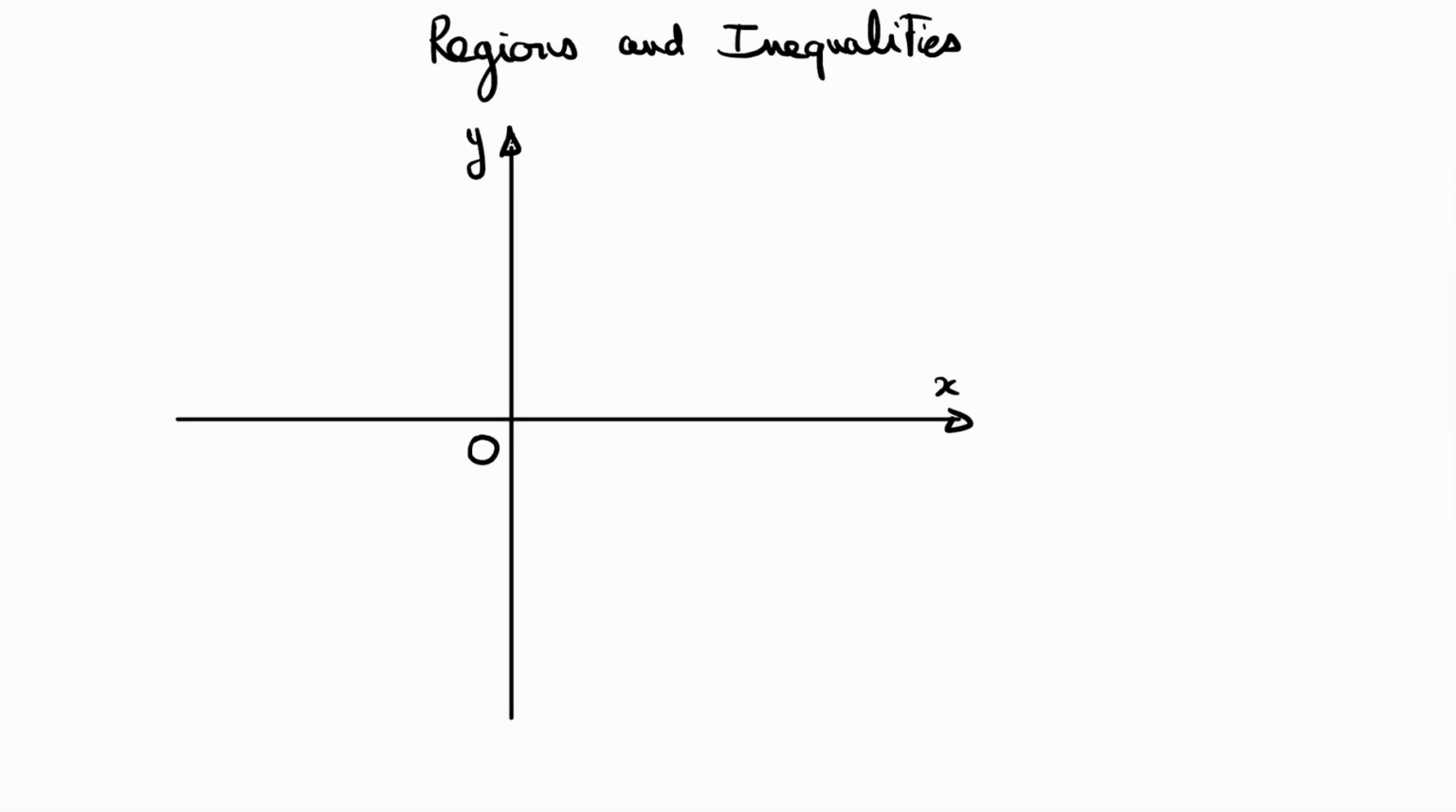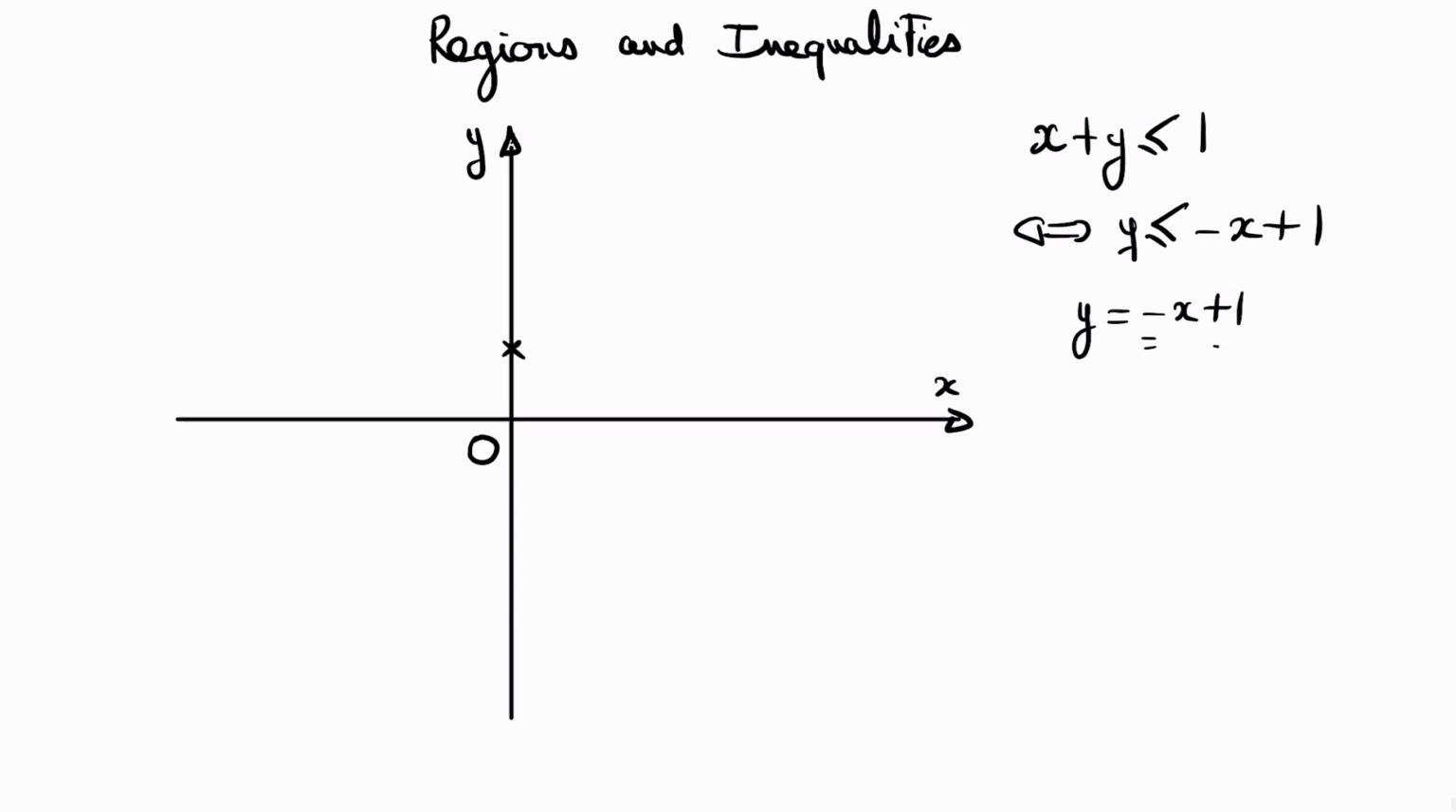Say we want to graph the region for which x plus y is less or equal to 1. What points would satisfy this inequality? Well, we can reorganize that a little bit by saying y is less than or equal to minus x plus 1. And so now we can graph the line y equal minus x plus 1. It's a line of gradient minus 1 and intercept plus 1. So that goes like this.